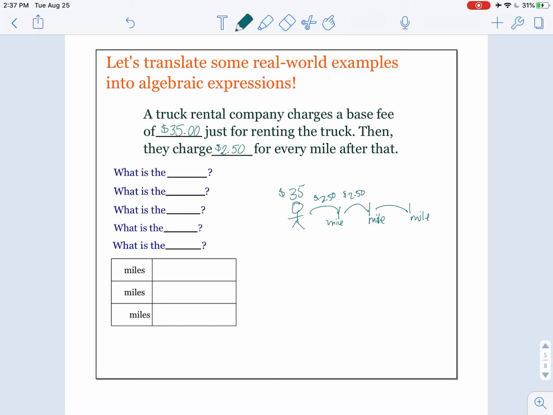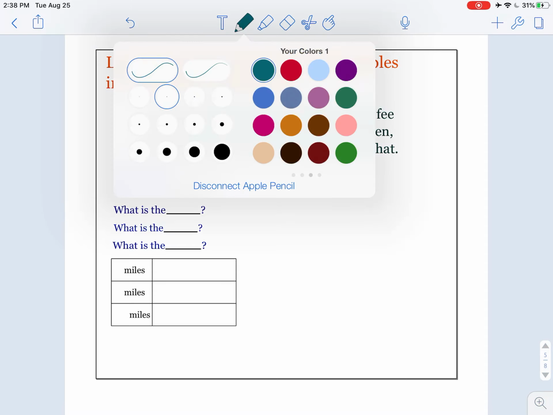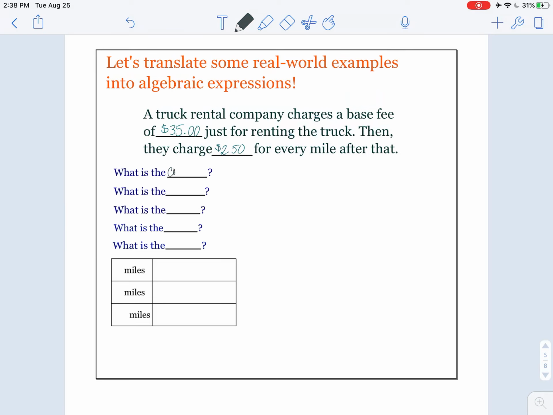If I go 3 miles, that's another $2.50, but in total, that's $7.50. All right? For your total price at the end of however many miles plus that $35. So hopefully you can visualize this situation, especially with my beautiful drawing. We're going to start by looking at what we think the constant is. What is the constant in this situation?